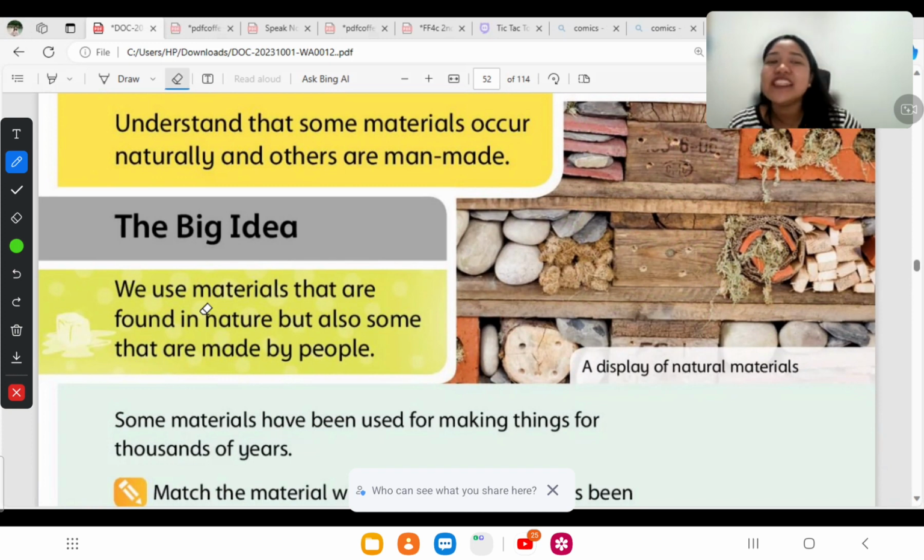Okay, now please read the big idea. We use materials that are found in nature, but also some that are made by people. Okay, very good. Some of the materials are made by nature or made by Earth, but some of them are made by the people, made by us. Yeah, made by the people.